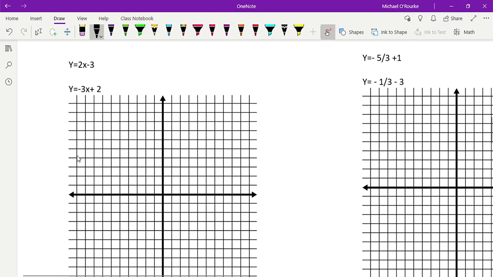So this one here, what's the 2 over 1? What's the negative 3? So for this case, B is negative 3, so that's where we start. And from there, our slope is 2 over 1.